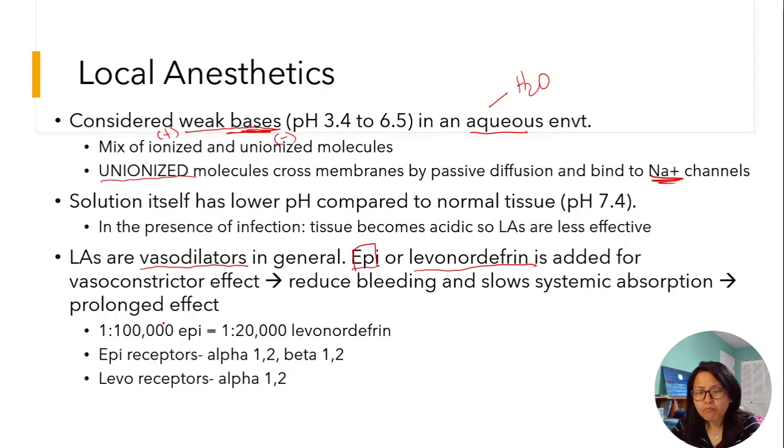Now, 1 is to 100,000 epinephrine is equivalent to 1 is to 20,000 levonorepinephrine. Okay, so these are the common amounts of epi and levonorepinephrine that we see in cartridges.